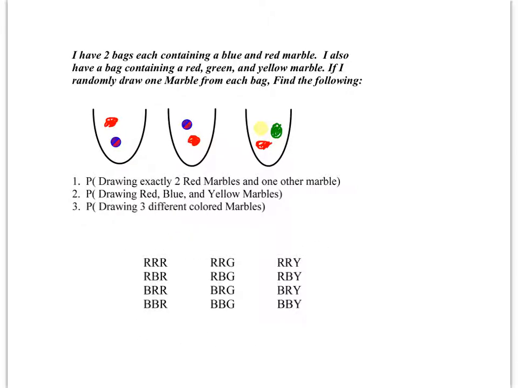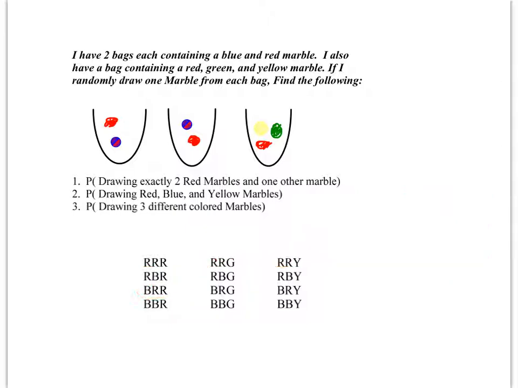So now I want to find the probability of drawing exactly 2 red marbles and 1 other marble. So let's look here. My bottom number is going to be 12. There are 12 possible outcomes of drawing 1 marble from each of those buckets. And how many have exactly 2 red and 1 other? Well, there's 2 reds right here and a blue. There's 2 reds right here and a blue. There's 2 reds and a green right here. There's 2 reds and a yellow right here. I think those are all the ways I can draw 2 reds and something else. So it's 4 out of 12, which can reduce now to 1/3.